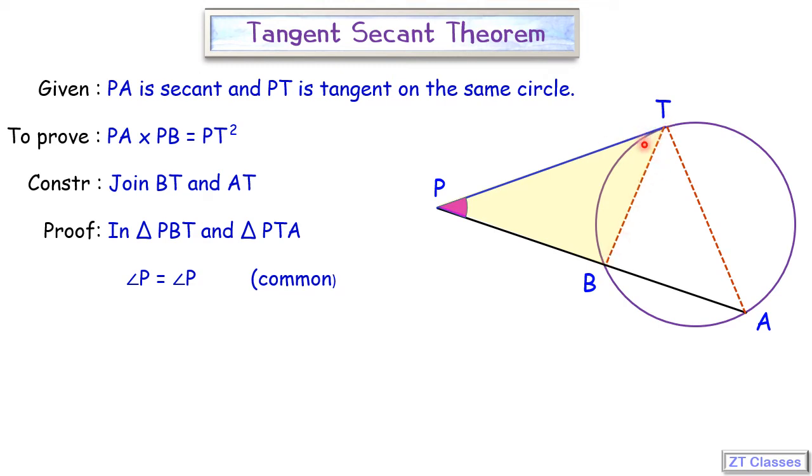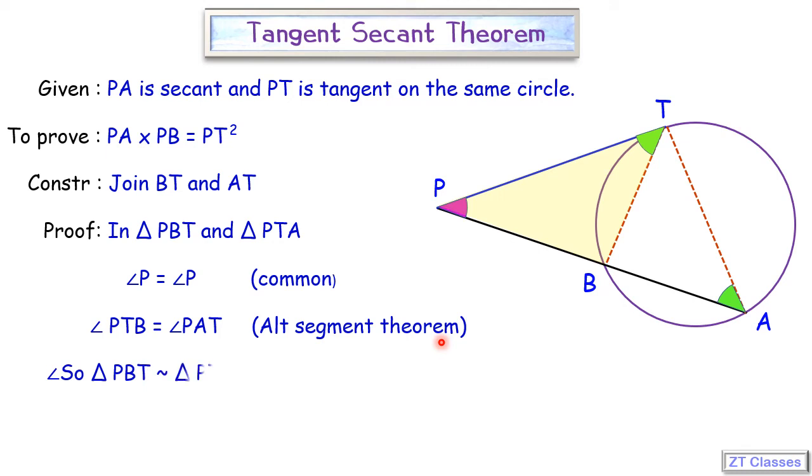So by the alternate segment theorem, this angle between the tangent and the chord will be equal to the angle subtended by this chord BT on the remaining part of the circle. So this angle will be equal to this angle. So we can say that angle PTB and angle PAT are equal by the alternate segment theorem. So these two triangles, by angle-angle similarity, are similar to each other.